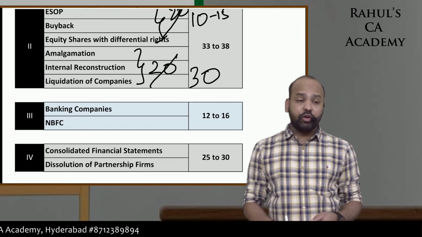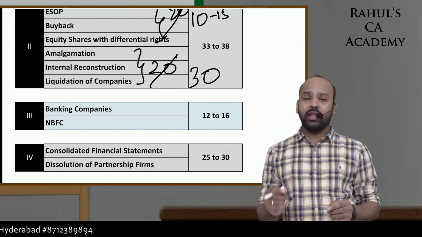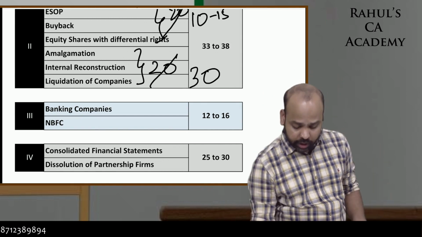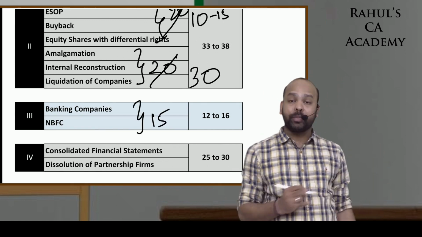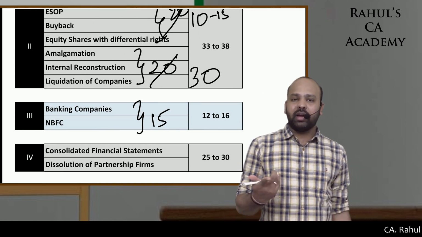Now the next head of topics is banking and NBFCs. Put together they will fetch 12 to 16 marks. So yes, you will expect 15 marks from these topics. They can be 1 10 marker and 1 5 marker.